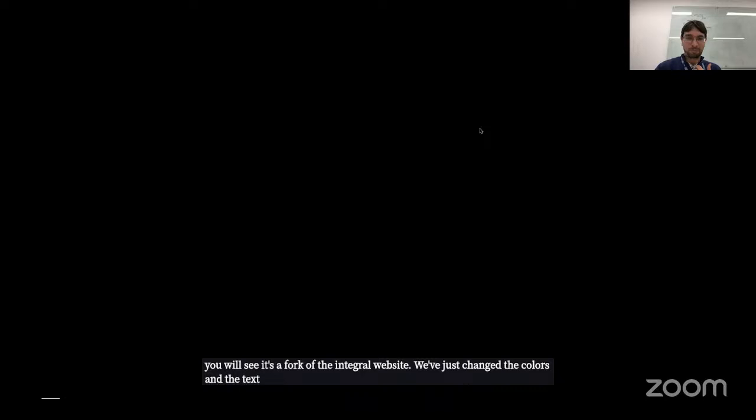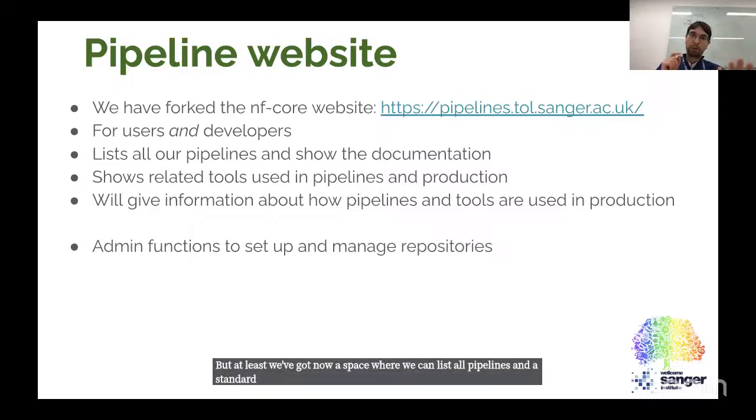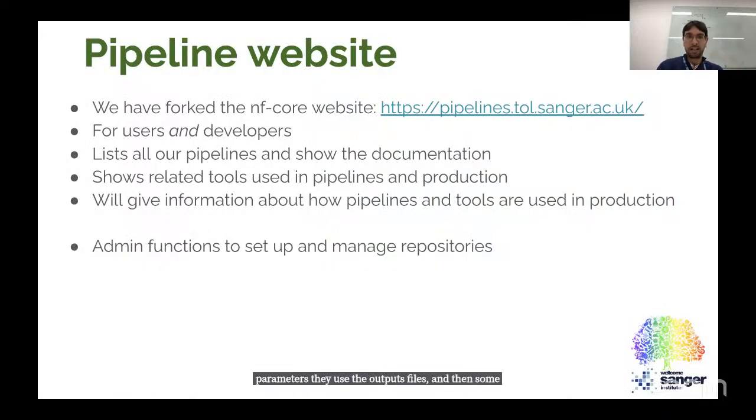Okay, sweet. Right, so this website, you will see it's a fork of the NF core website. We've just changed the colors and the text. But at least we now have a space where we can list all our pipelines and the standard way of showing what all pipelines can do, the parameters they use, the output files, and then some more documentation there. We also can expand that to tag any other documentation about our processes and software we use.